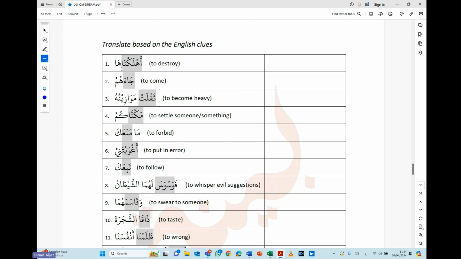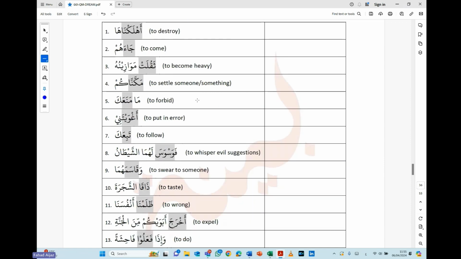So you have to look at ahlakna, and you have to say, okay, which form is it? This is nahnu ahlakna. So to destroy will become we destroyed, because it's a past tense. We destroyed, and then the attached pronoun is it. Where you have an attached pronoun, try to translate that. Where you don't have an attached pronoun, just stick to the highlighted word. So you will say we destroyed, and then ja'a would be he came, and so on and so forth.